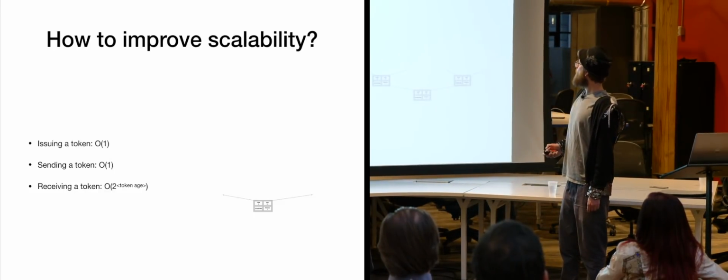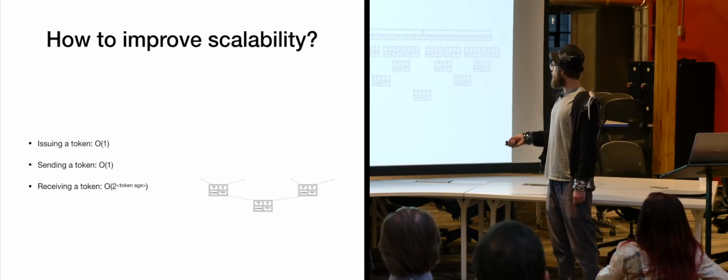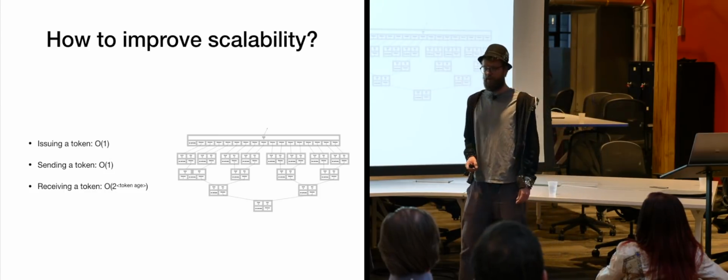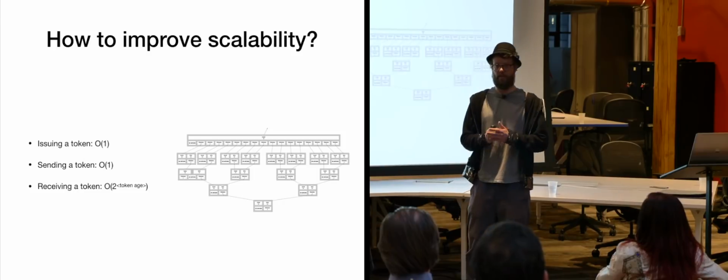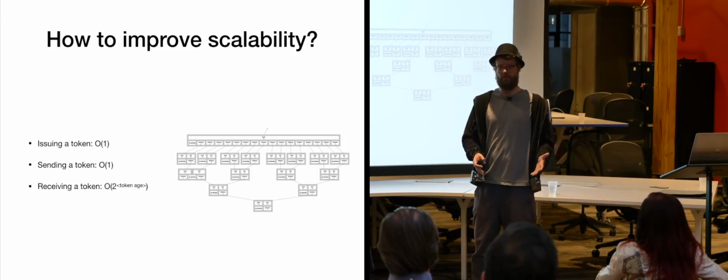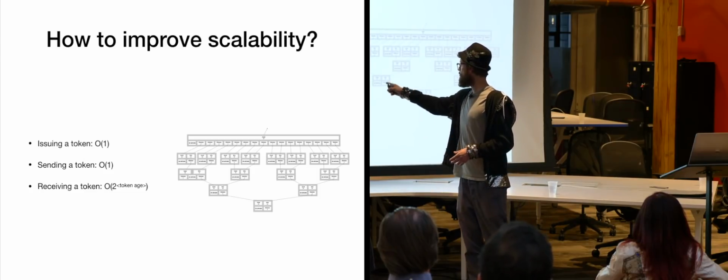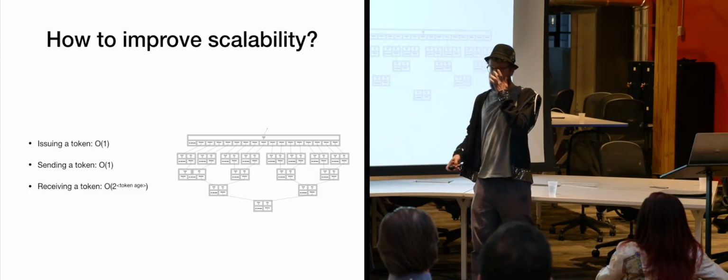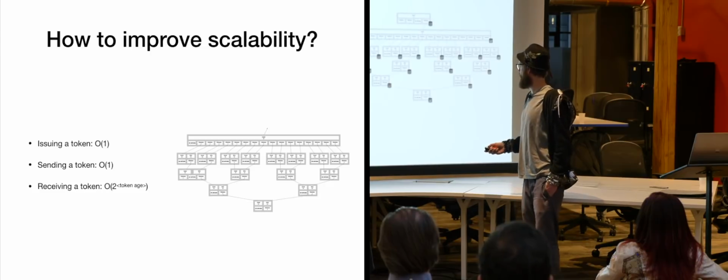And now back to the scalability problem. I talked about scalability: issuing a token is super quick. All I do is build a transaction and send it to the blockchain, so it's constant time. Sending a token is super quick too: I just build a transaction and broadcast it to the blockchain, done. Receiving a token, we have this horrible runtime, exponential in the token age, and I talked about why this is really, really horrible.